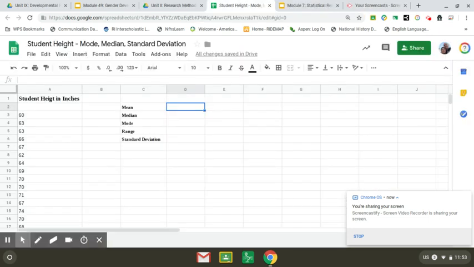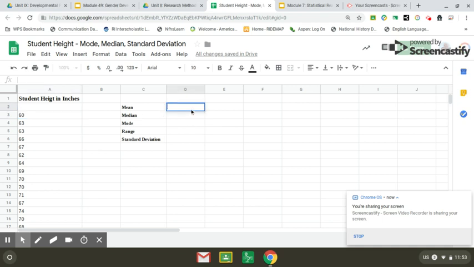Earlier in class, we had all the students list their heights in inches. This isn't that, but some sample data I just put in to show you through the process. So we've got to calculate the mean, the median, the mode, the range, and a standard deviation.